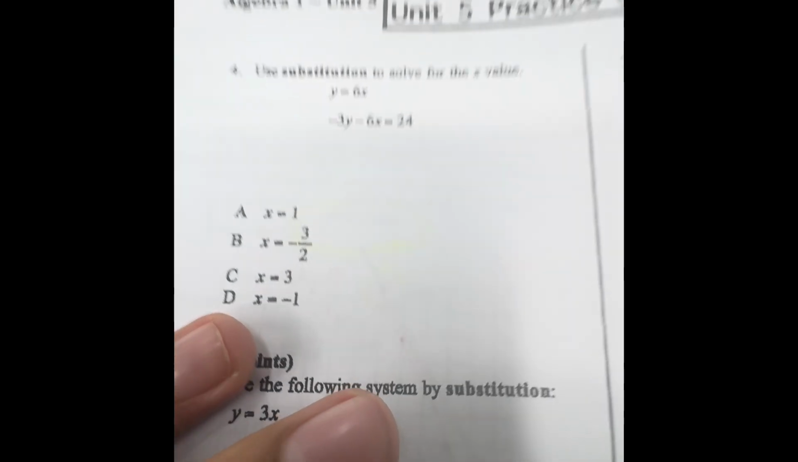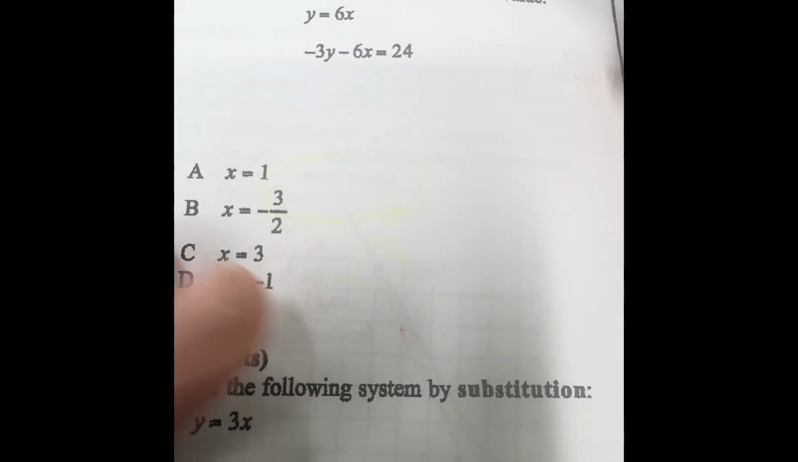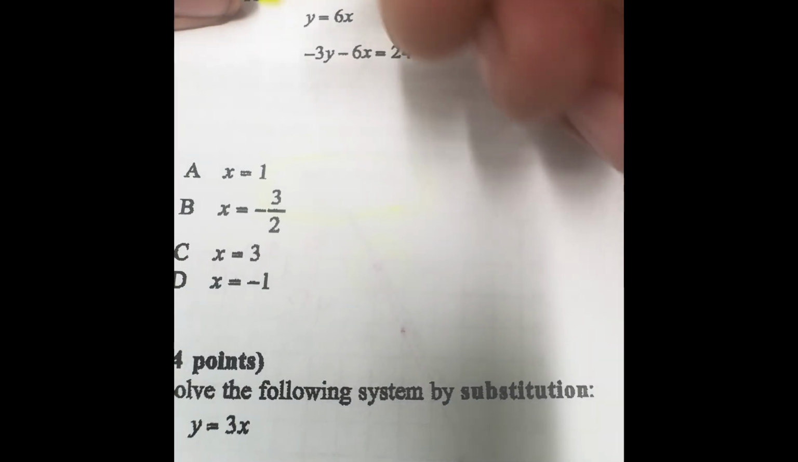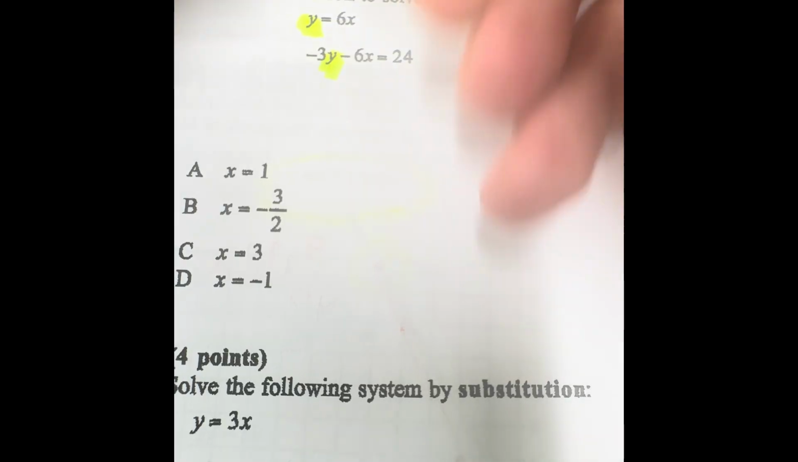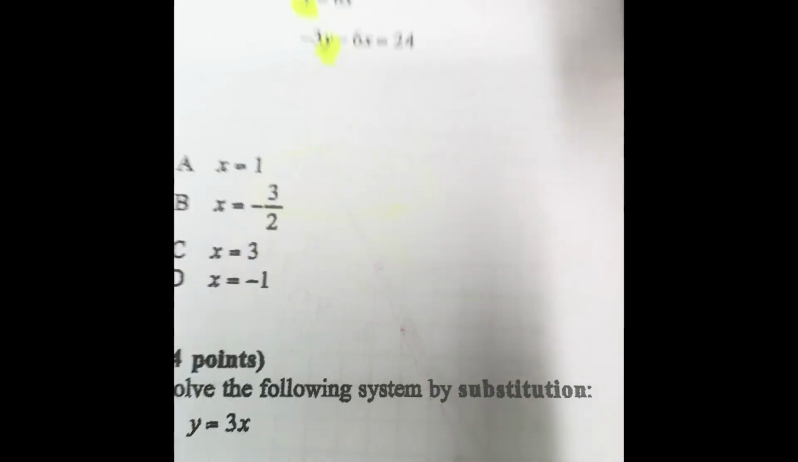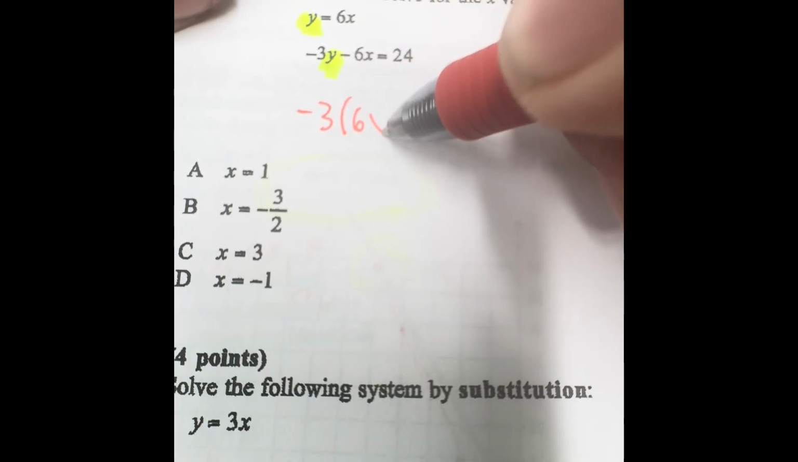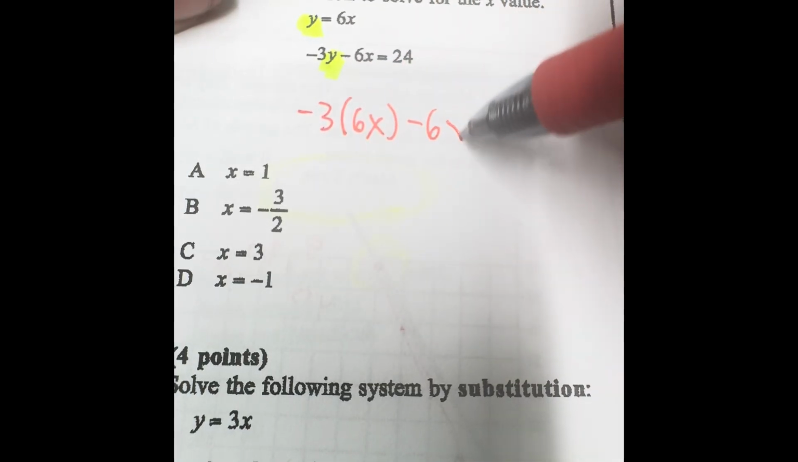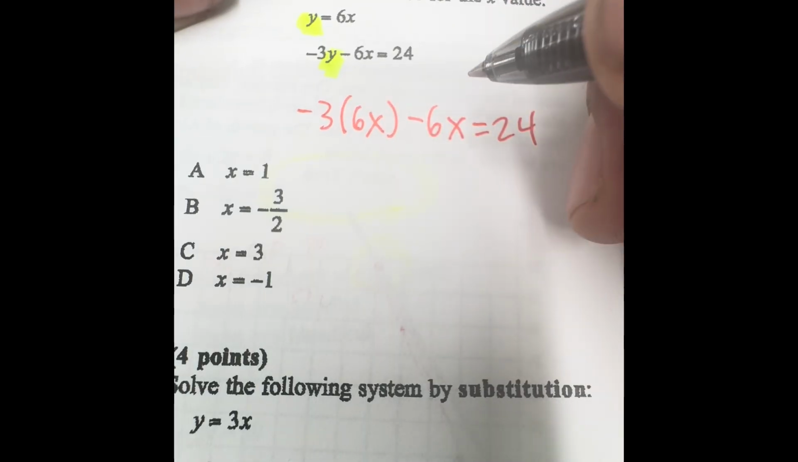Number 4 says to use substitution to solve for the value of x. Here we go. I'm going to get you guys started, and then you're going to work on it on your own for each one of these. We're going to replace the y with x. So we're going to have negative 3, parentheses 6x, minus 6x equal to 24. I need you to go ahead and solve.